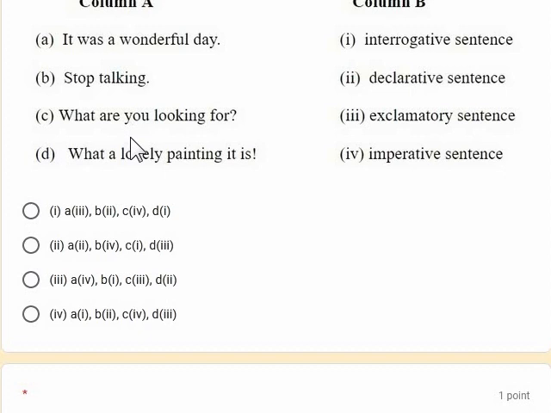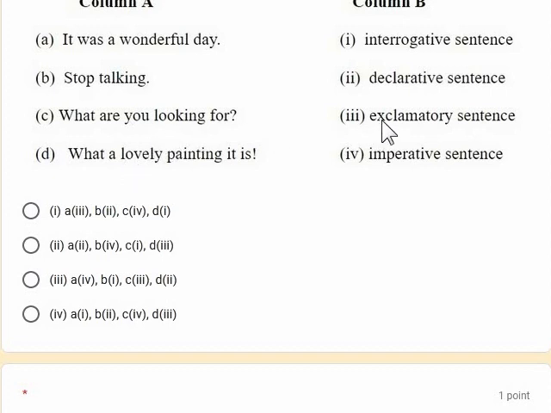Now let's see number C. What are you looking for? It is asking a question, and at the end there is a question mark as well. So it is of course an interrogative sentence. A2, B4, C1. Very good. And last we have, what a lovely painting it is. There is an exclamation mark at the end, and it is showing a sudden emotion. That is called an exclamatory sentence.